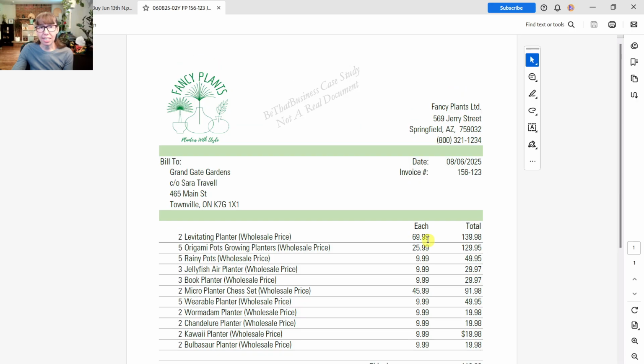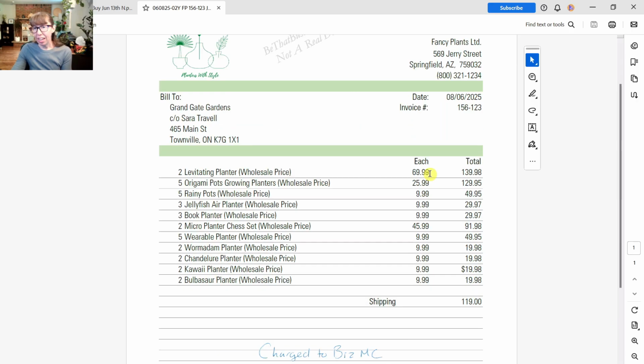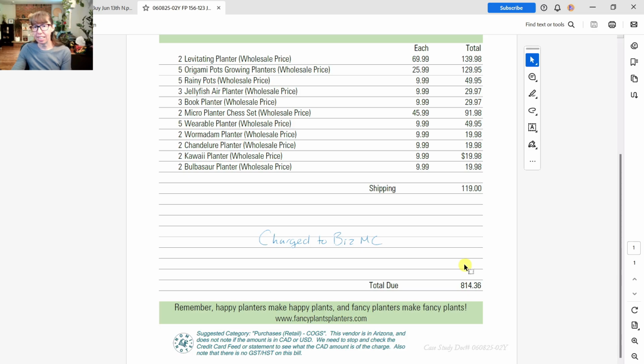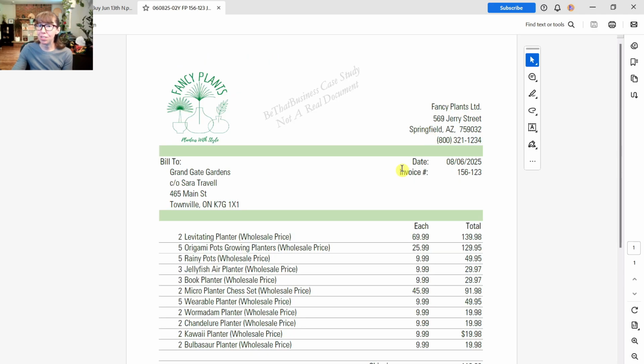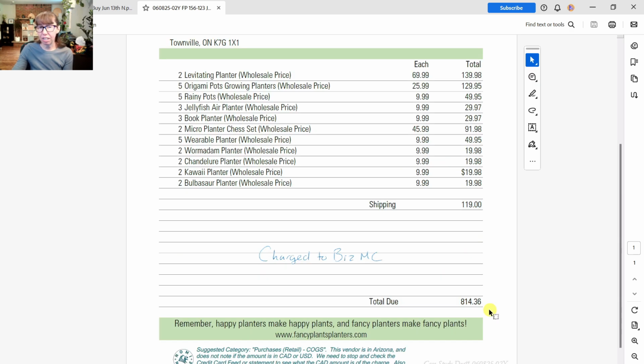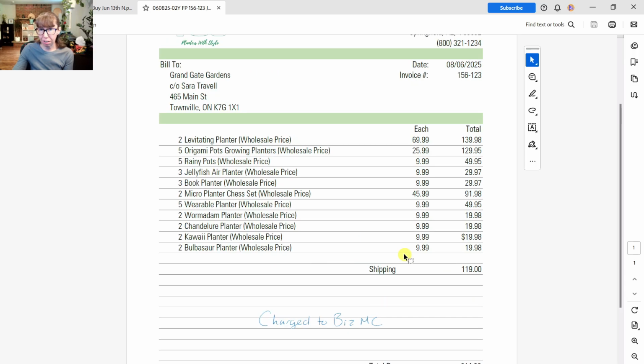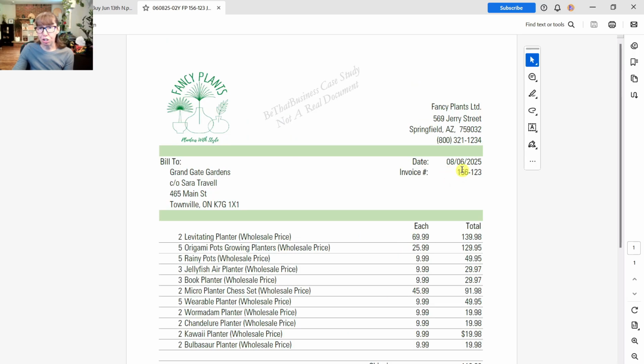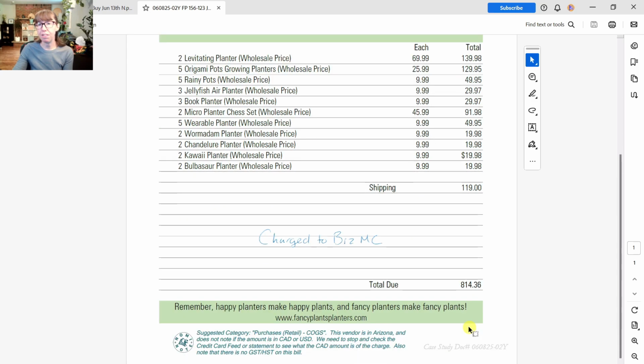Now, what we can see actually is that it's coming from Springfield, Arizona. It doesn't explicitly say that this is in USD, but it's coming from Arizona, so I don't know if this is in Canadian funds or USD funds. So why don't we jump over to the Business MasterCard bank feed and take a look at June 8th and see if we can see a Fancy Plants charge and if it's 814 or if it's a different amount.